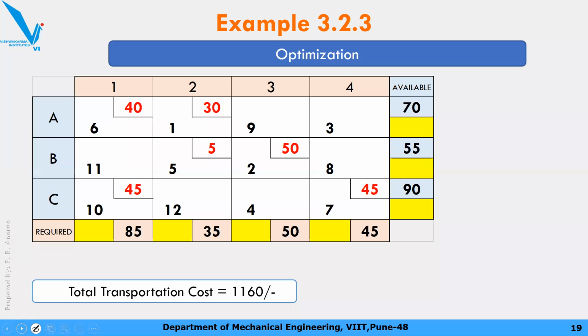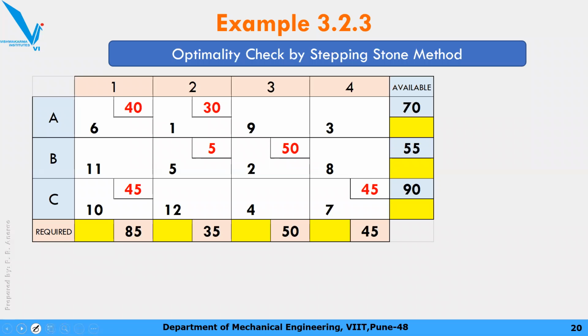This is the end of your numerical 1. So the optimized transportation cost is 1160. Now, after doing allocation, you need to check again: have we done the correct optimization? Is the transportation cost minimum? Let's check that. Again, we are implementing the stepping stone method.